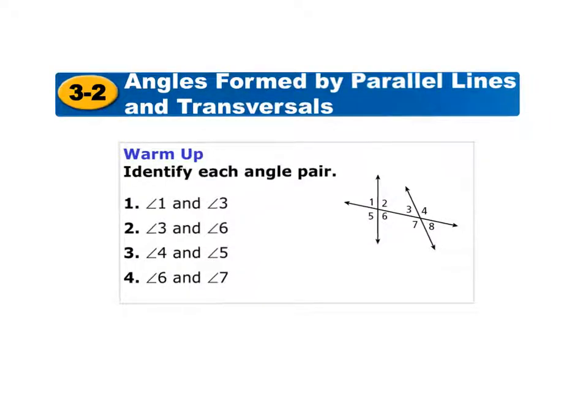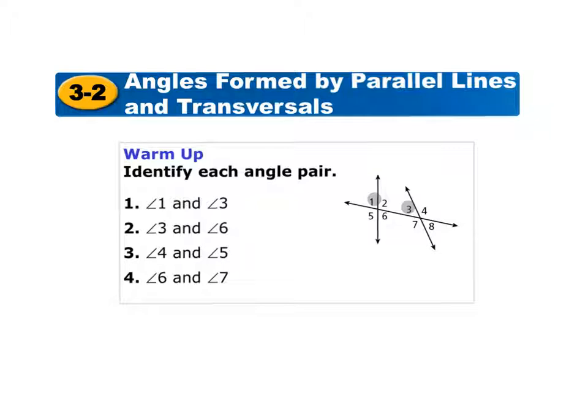So section 3.2 is angles formed by parallel lines and transversals. This is a warm-up, and it's just going over things we learned in 3.1. Identify each angle pair. If we look at angle 1 and angle 3, what is the relationship between those two angles? Remember, on Friday we did corresponding angles, alternate interior angles, alternate exterior, and same side interior.